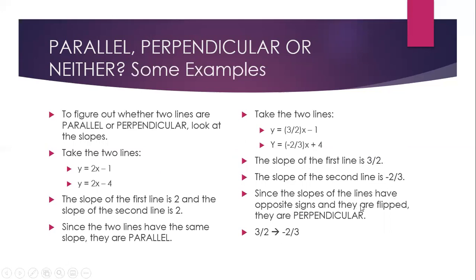So let's ask our two questions. Number one, are they opposites? Well, this is positive, and that is negative. Yes, they are opposite signs. Question number two, are they flipped? Can I flip 3/2 to get 2/3? Well, if I take 3 over 2 and flip it, I get 2/3. So yes, both of these boxes are checked.